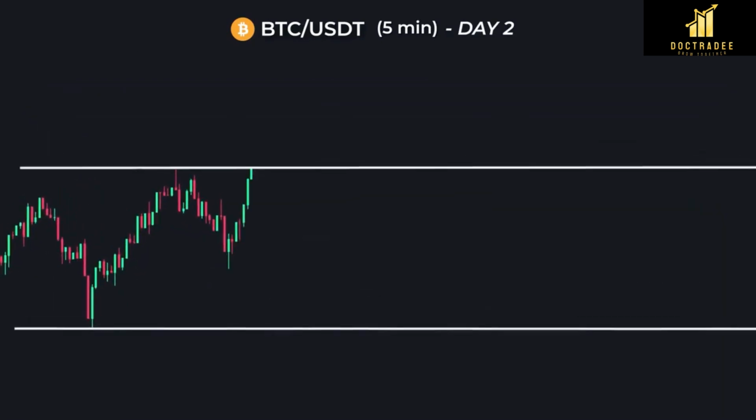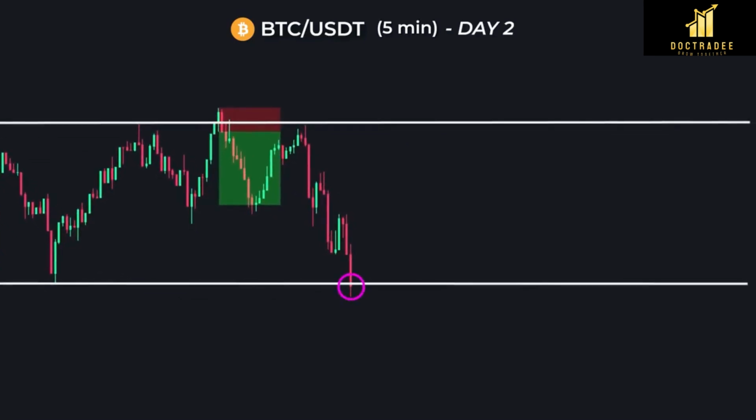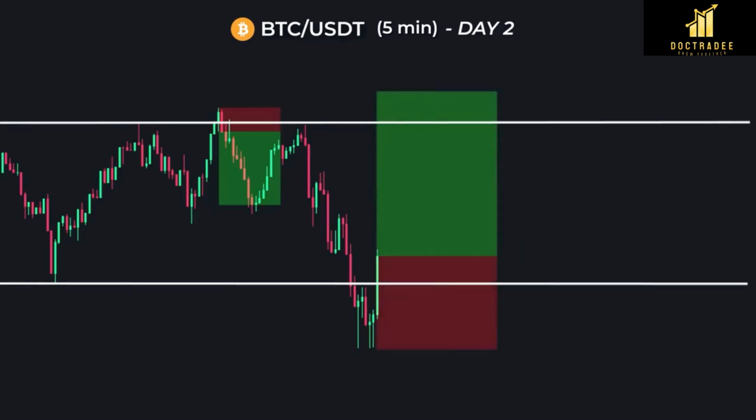Now for the next day, I marked the high and low of the 4-hour range. Here, the 5-minute candle broke above the range high, then closed back inside, so this will be a short signal. Stop loss goes at the range high and take profit at 2 times risk. And here, price hits the take profit target, giving us a 2R gain. Next, price dropped and broke below the range low. After that, it re-entered inside the range. So this will be a long setup. Stop loss goes at the range low, take profit at 2 times risk. And once again, price hits the target, giving us another 2R profit.